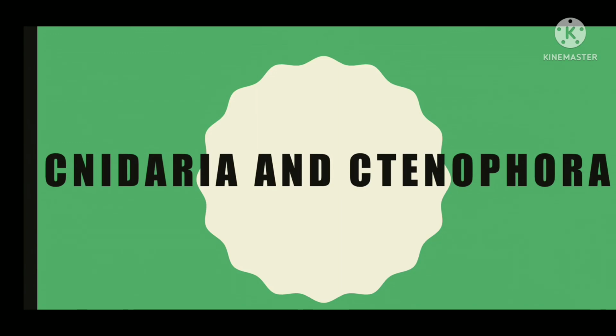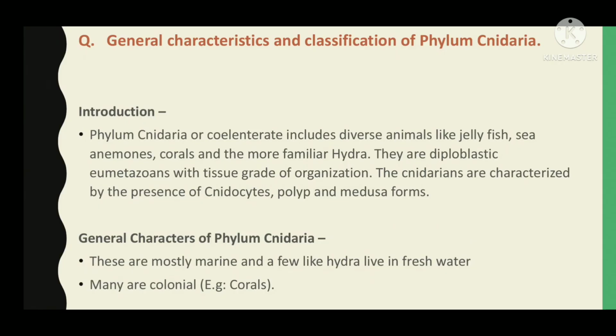Hello friends, today's topic is general characteristics and classification of Phylum Cnidaria. Introduction. Phylum Cnidaria or coelenterate includes diverse animals like jellyfish, sea anemones, corals, and the more familiar Hydra. They are diploblastic eumetazoans with tissue grade of organization. The Cnidarians are characterized by the presence of cnidocytes, polyp and medusa forms.